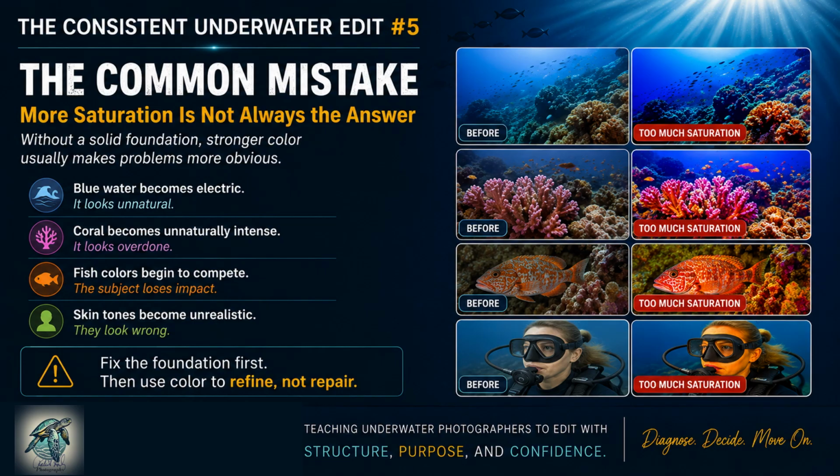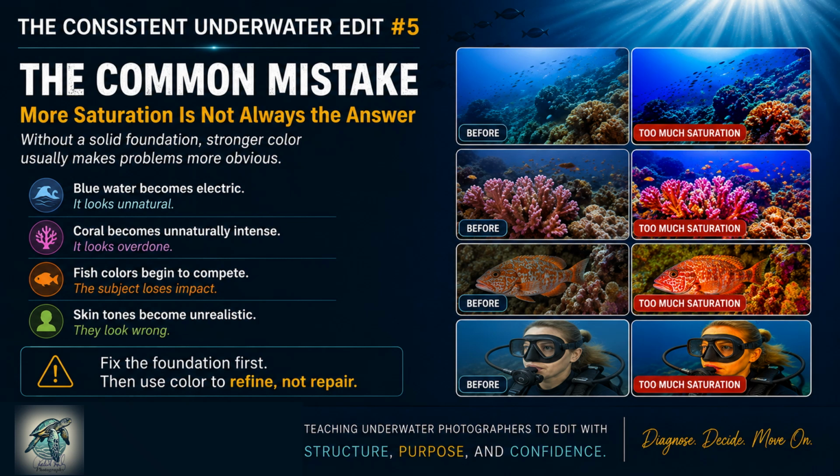The most common mistake I see at this stage is reaching for saturation because the photograph looks dull. Saturation affects every color at the same time. If the water is already too blue, it can become electric. If coral is already intense, it can become unnatural. Fish colors can begin to compete with the subject. And when people are in the frame, skin tones can quickly look unrealistic.